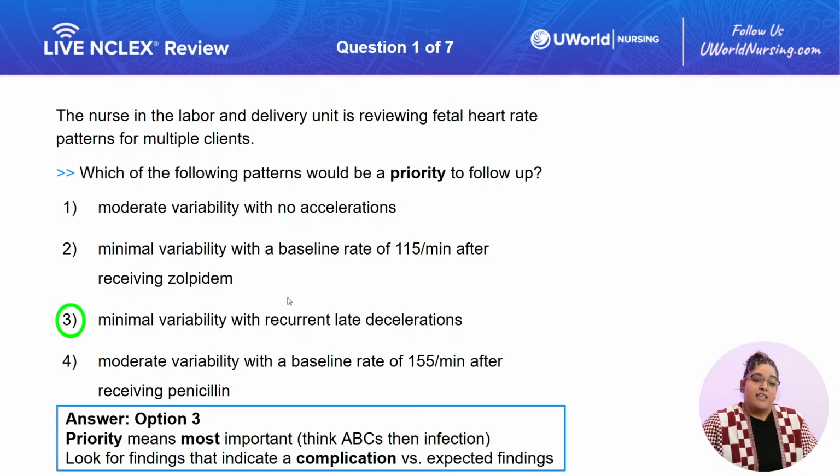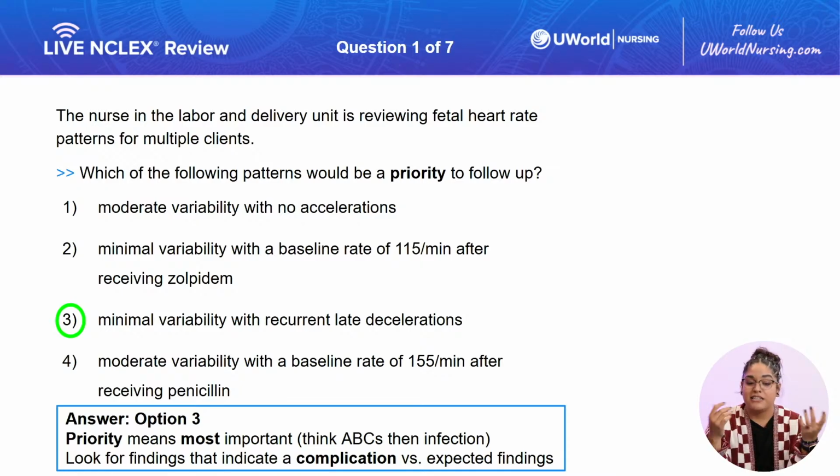Alrighty, so the correct answer is going to be option 3, but there's a couple of terms that we should go over so we can fully understand the question and why the incorrect answers are incorrect. So we'll start with variability. That is the fluctuation of the fetal heart rate. It can be moderate, minimal, marked, or absent.